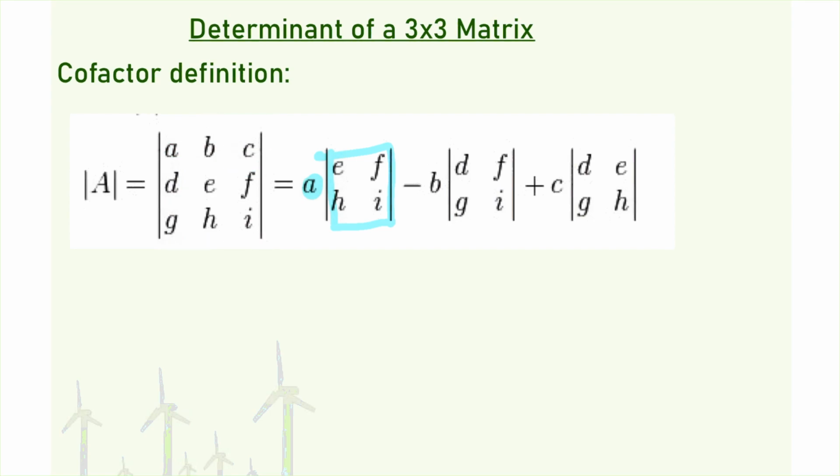If I'm going across the row, I'm at B. Here's the B. And I'm going to cross out the row and the column that B is in. I'm left with a mini matrix. This mini matrix is D, G, F, I. So that is the matrix that gets multiplied by B. I'm sure you have noticed by now that it's minus B. With determinants, there is a plus, minus, plus pattern. We looked at a 2 by 2 matrix. It was AD minus BC.